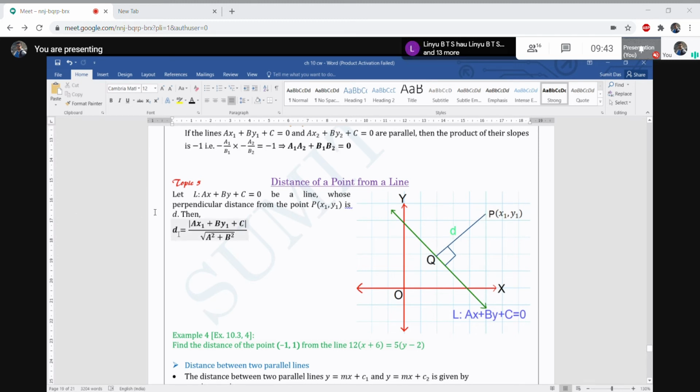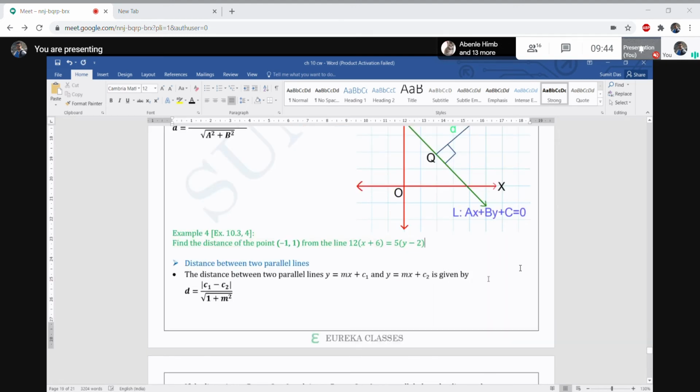What is small d equal to? This you have to remember: modulus of ax1 plus by1 plus c, mod complete, divided by the square root of a square plus b square. What are a and b? A and b are the coefficients of x and y. What are x1 and y1? x1 y1 is the point. So basically what you have to do, in this straight line you put this x1 y1 and divide by the square root of a square plus b square. As simple as that. If you remember this formula, after that you can do anything.